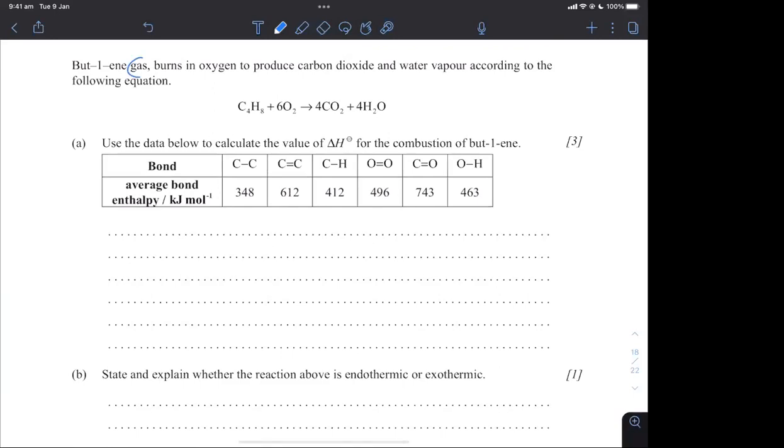Here, this is a gas, and obviously oxygen is a gas, carbon dioxide is a gas, and there's water vapor. Water vapor is not liquid, it's H2O gas. Guess what? Everything is in the gaseous state, which means we can use bond energy. With these types of questions, there's no easy way to go about it. I'm going to draw it out. You have to draw the displayed formula because you have to break everything.